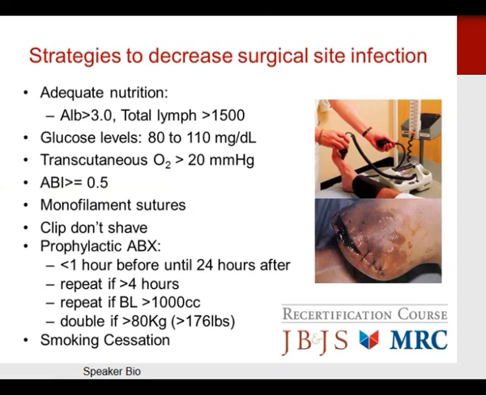Prophylactic antibiotics should be given within 1 hour before and up to 24 hours after surgery. If the surgery lasts longer than 4 hours or if blood loss is greater than 1,000 cc's, it should be repeated. Also, if the patient's greater than 80 kilograms, it should be doubled. Smoking cessation is also very important to decrease surgical site infection.